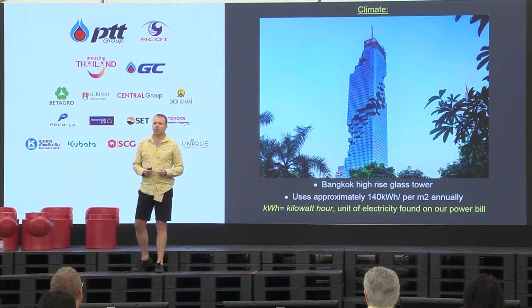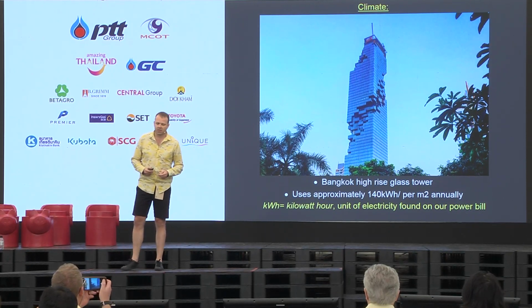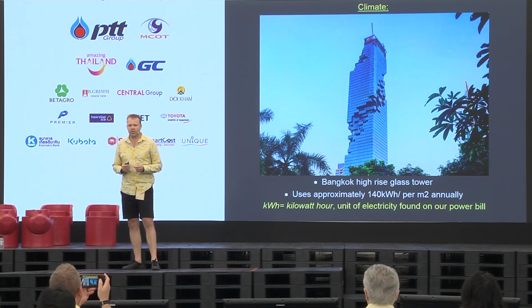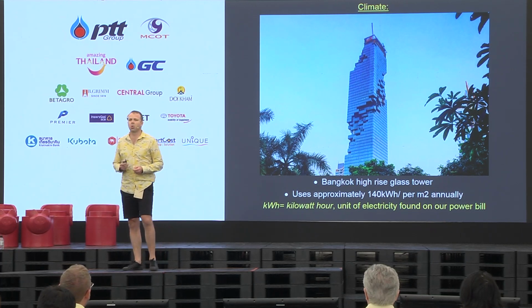Mahanakorn building is a beautiful architectural building, and it's done a lot for the Bangkok city line. But this building could be a building in Sydney, it could be a building in Auckland, it could be a building in London, it could be a building in Dubai. It has no relation to its environmental conditions.